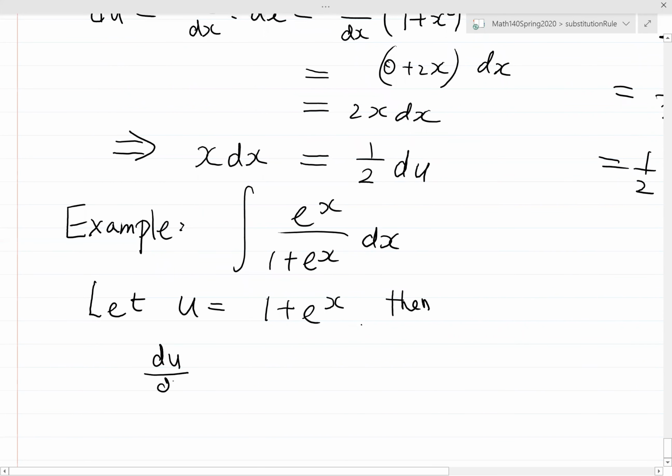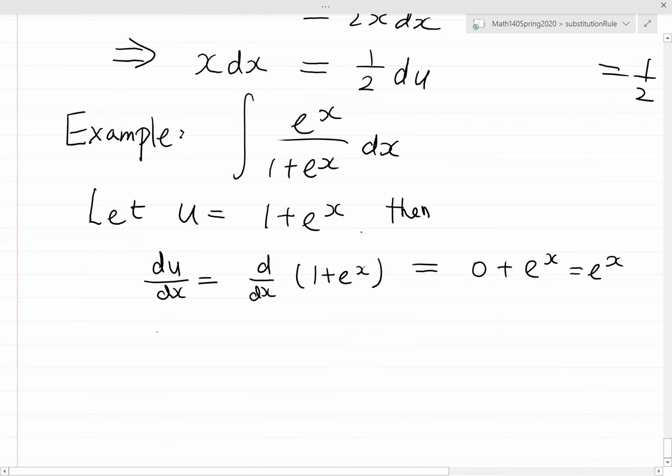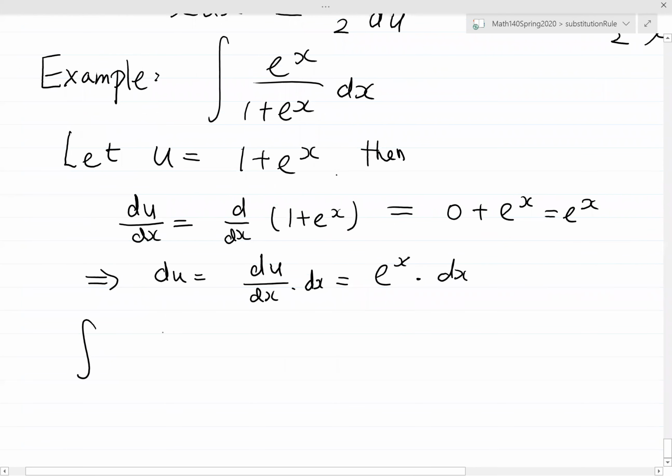du over dx, take the derivative d/dx of 1 plus e to the x. 1 has derivative 0, e to the x has derivative e to the x. So we get e to the x. So du is du over dx times dx, which is e to the x times dx. So we write the original definite integral as e to the x dx over 1 plus e to the x.